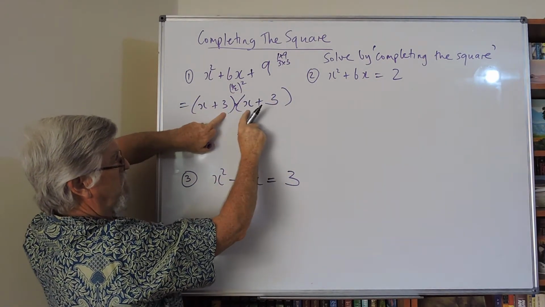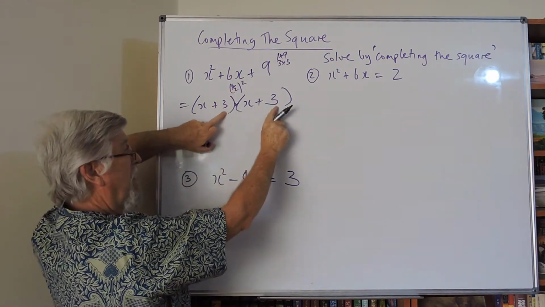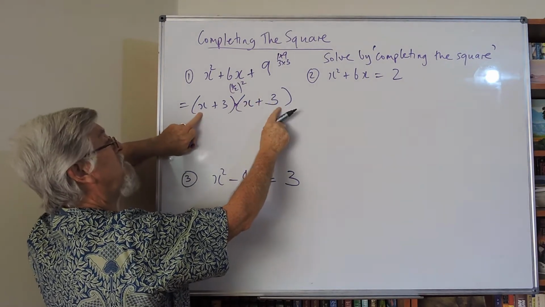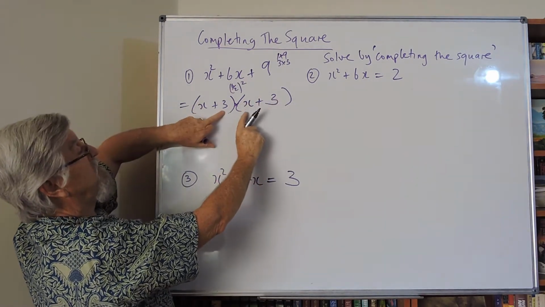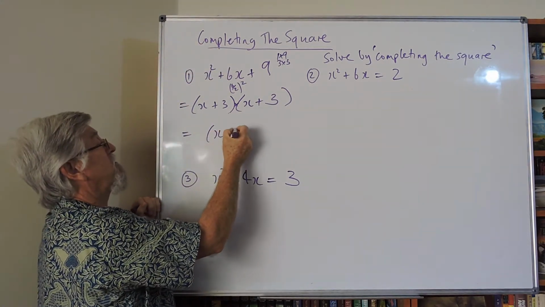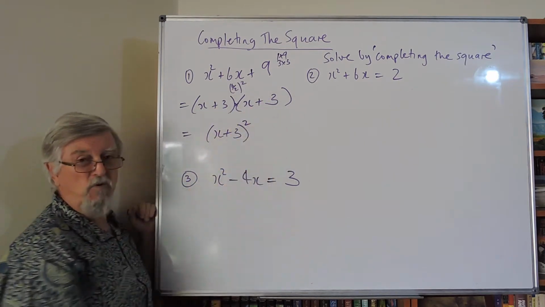So this is the reason why we halve that 6, because we want half of it on this side and half of it on this side. So when we add those two together, that pair is 3x and that pair is 3x, we get 6x. And that's why it works. It's called completing the square because that's the same multiplied by itself. I can now write that as a square.